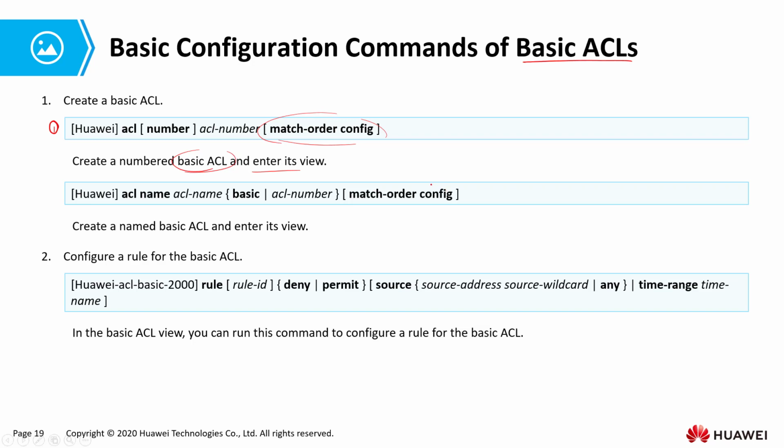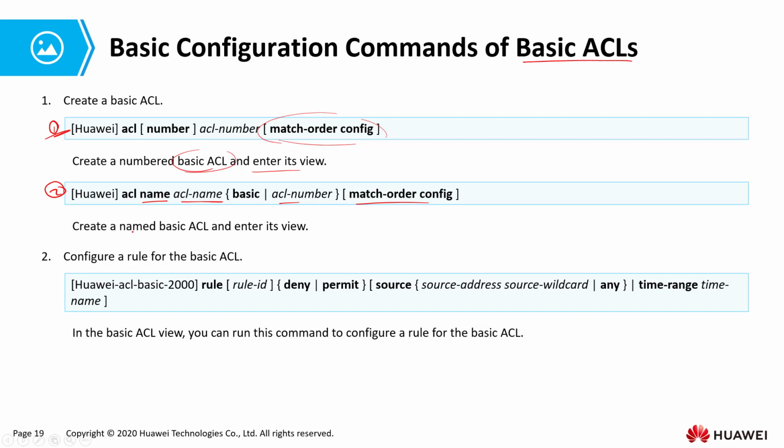Now we can also, of course, create a basic named ACL using acl name, and then specify the name that we want our ACL to have, and use the keyword basic, and also give an ACL number if we want to use the ACL number. Again, we can specify the match order if we wish to. The default is the config match order. After using option 1 or option 2, each of these creates an ACL and gets us inside the ACL view.